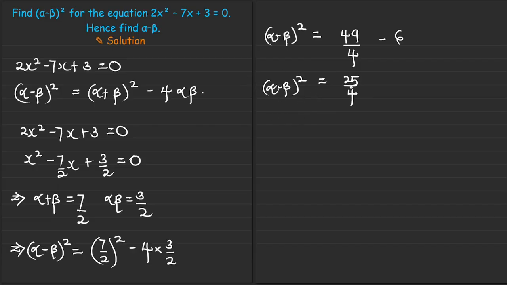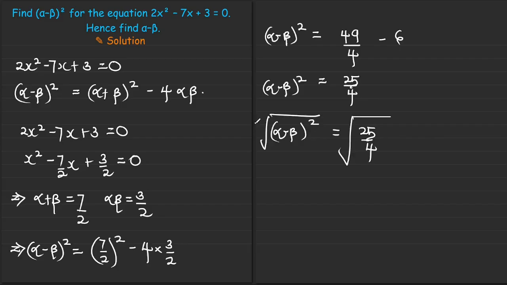We have found alpha minus beta all squared. Now the next part says, what is alpha minus beta? If we have alpha minus beta all squared and we want alpha minus beta, then we should just find the square root of both sides. You see, so let's find the square root of both sides.